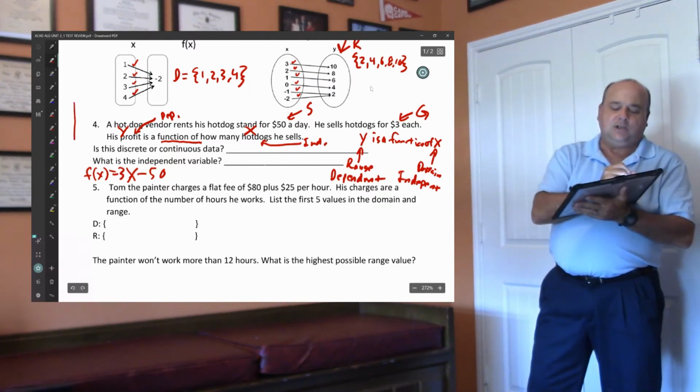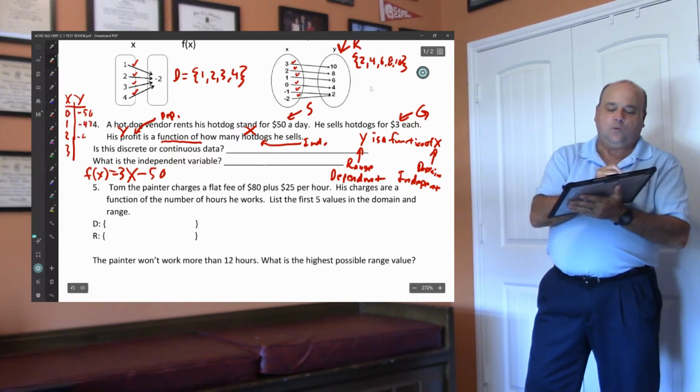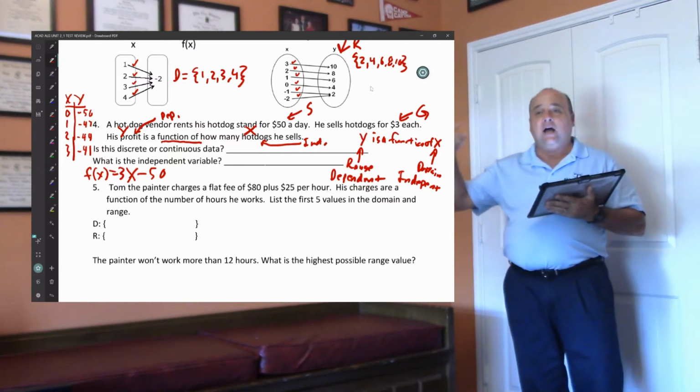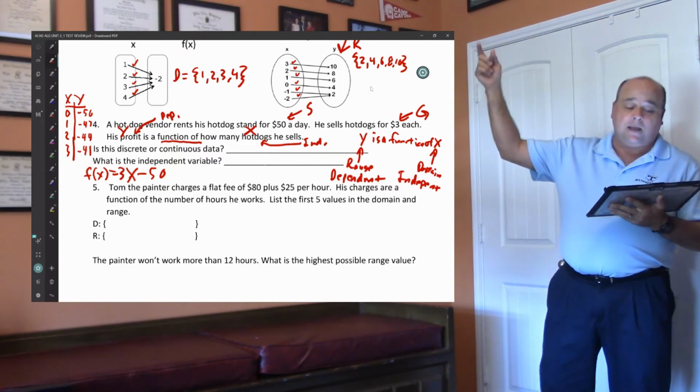Okay, if we made a t-chart, we would have 0, 1, 2, 3. We're just going to put the first 3. This is x, this is y. We would start at negative 50, then negative 47, then negative 44, then negative 41. I'm just adding 3, right? Every hot dog he sells is going to get $3. He's going to have to sell $50 to make money.